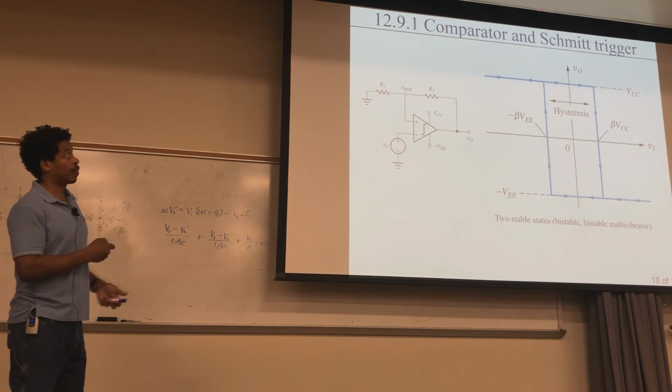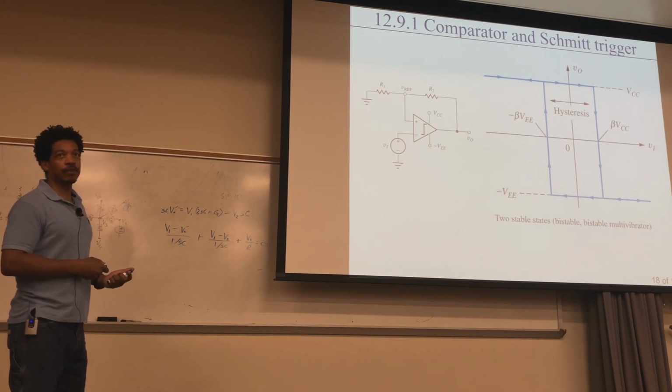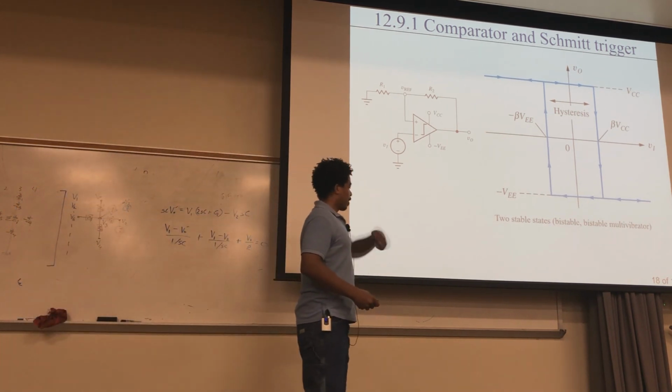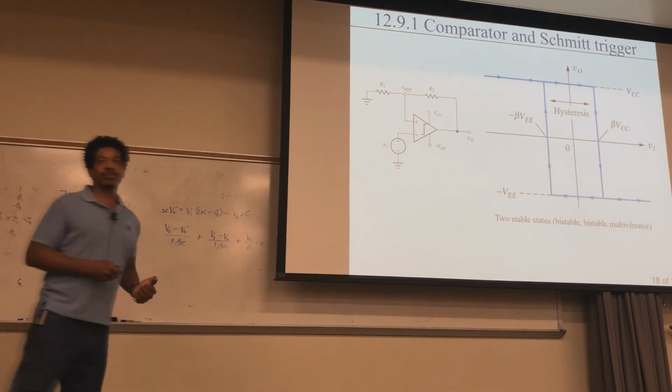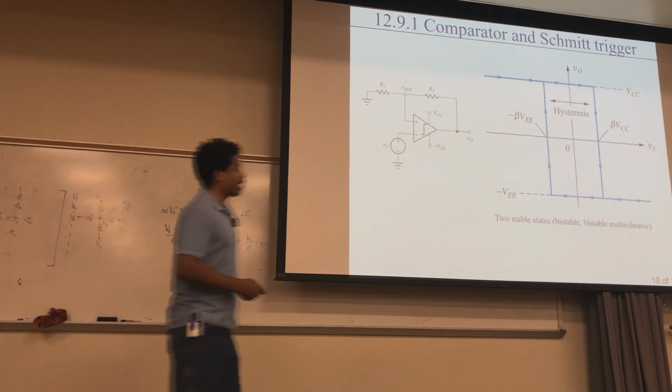Okay, so that's one of the benefits of a Schmitt trigger, to avoid that type of noise for your input comparators. Okay, all right, so any questions about the Schmitt trigger? All right, great.